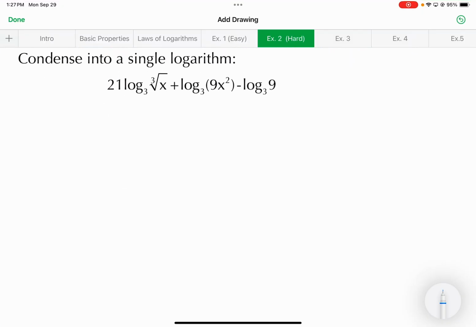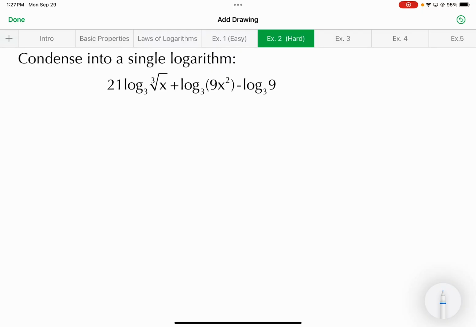All right, let's condense into a single logarithm. We have 21 log base 3 of the cubed root of x, plus log base 3 of 9x squared, minus log base 3 of 9. So now we're going the opposite direction. We're condensing. Which properties do you see us using? All of them, right? I have numbers in front of my logs. I know I'm going to pull them up as exponents. And then I see logs being added and logs being subtracted. Okay? So we're going to use them all. Which one do you want to do first? Power. Okay. I like it.